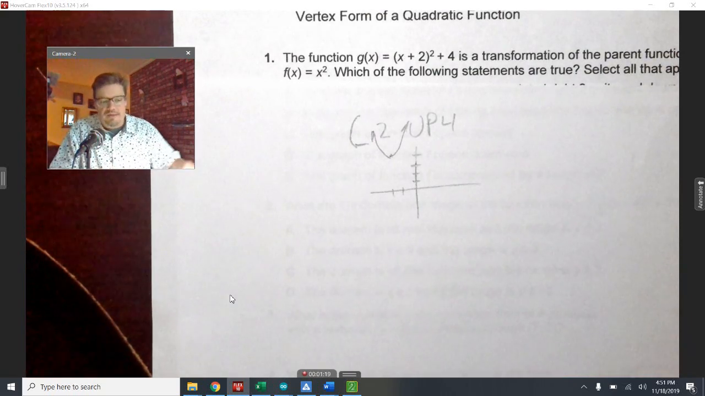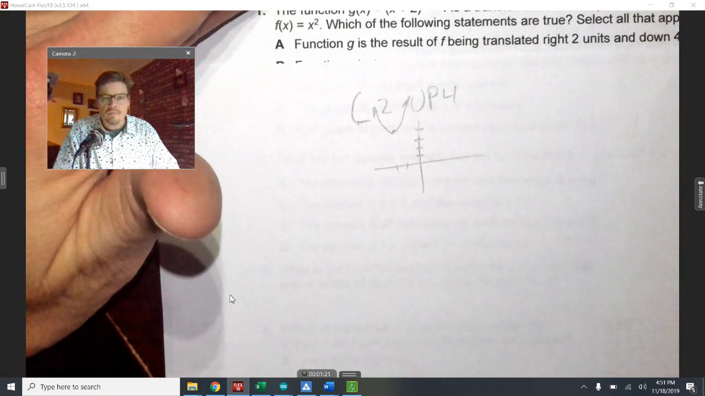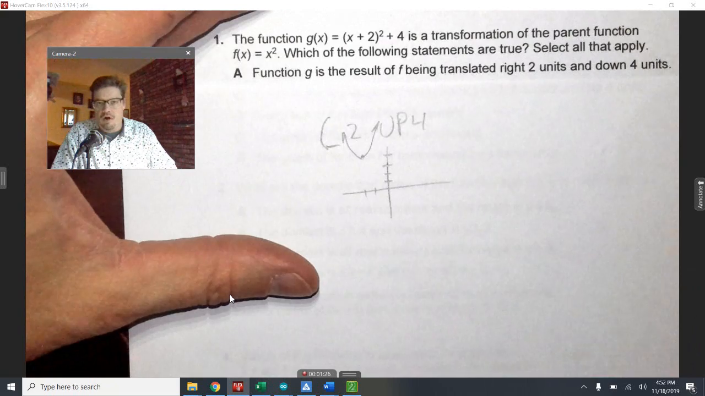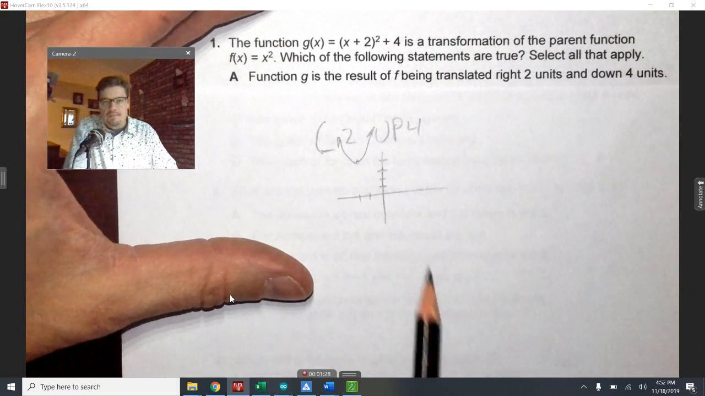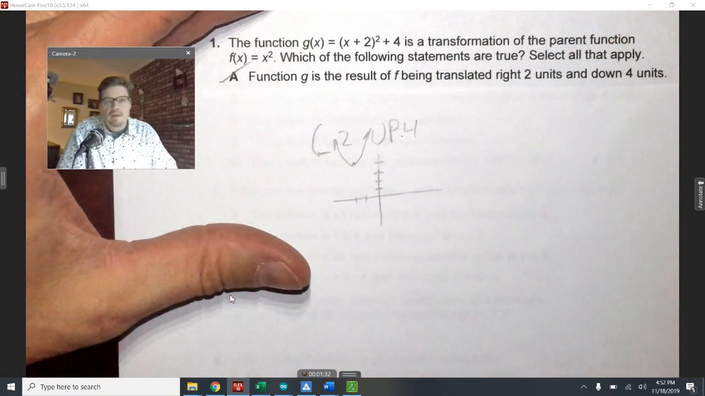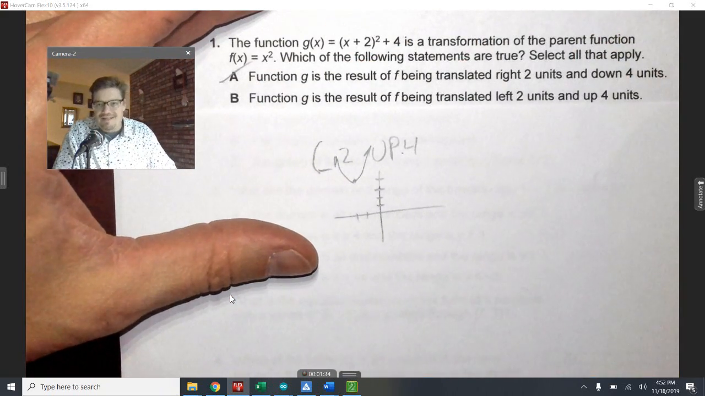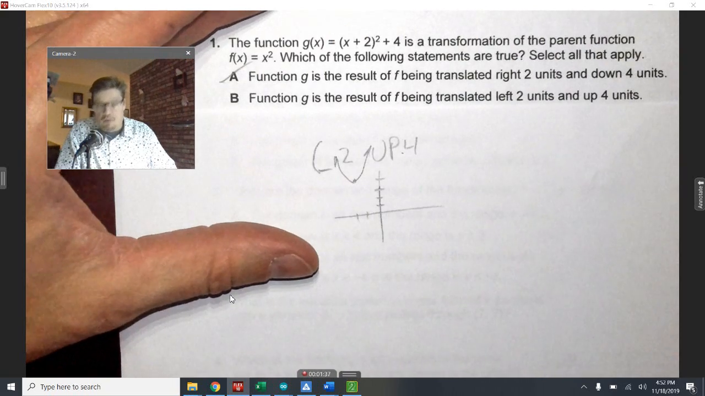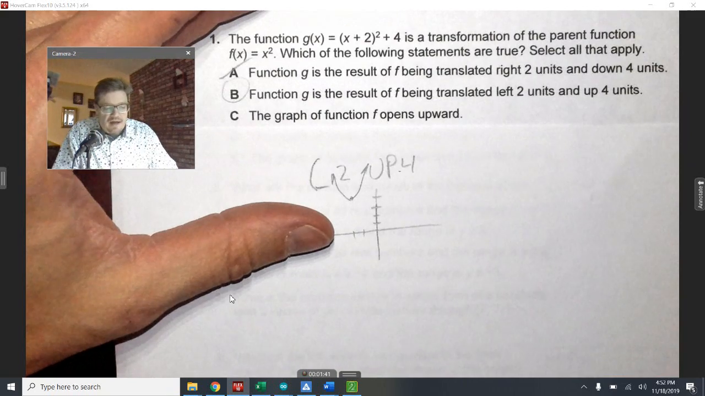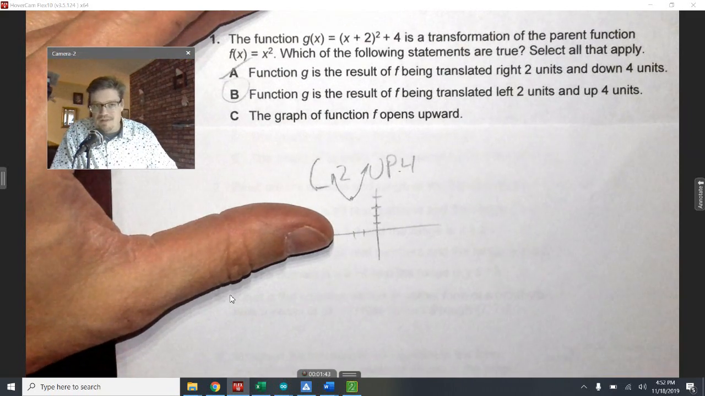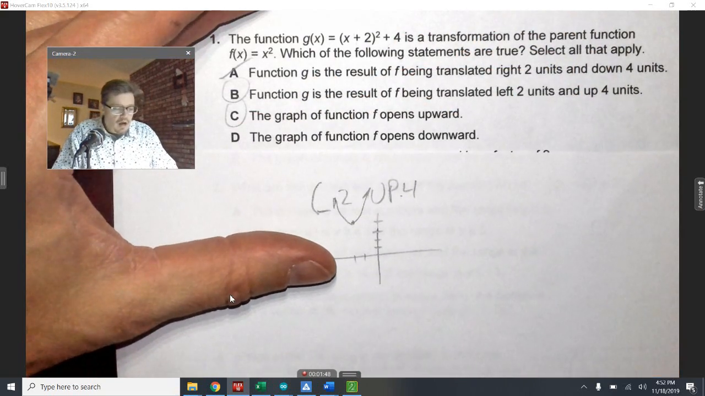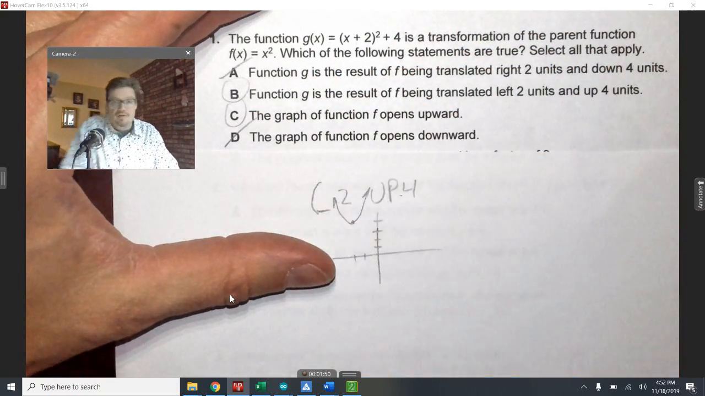So now we'll look at all of our choices. Function g is the result of being translated to the right 2 units. Already I know that's false because that's to the left, so it's not A. Function g is the result of being translated left 2 units and up 4. There we go, that's 1. The graph of function f opens upward. We know that because a is positive. Opens downward? Well, that's not a possibility. It can't do both.